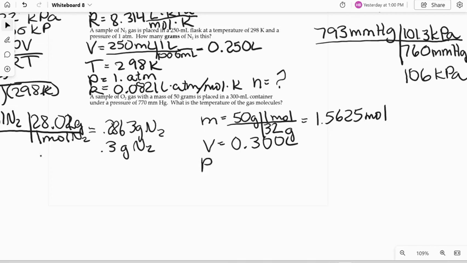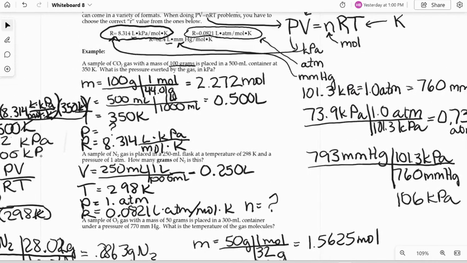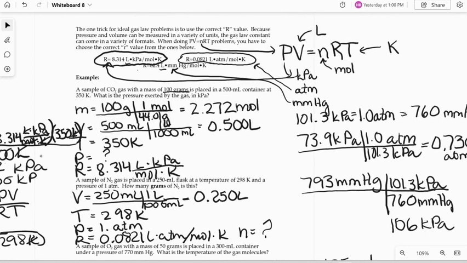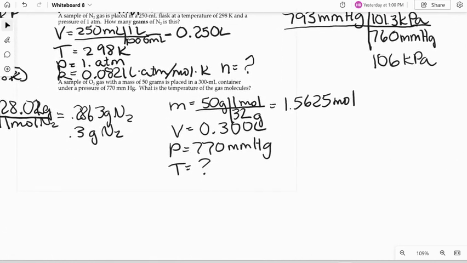Under pressure of 770 millimeters of mercury, and we're looking for the temperature. The R value, let's go look up here and find the R value for 62.4 liters millimeters of mercury per moles K. It's going to be liters, millimeters mercury, over moles K. Let's talk about this millimeters of mercury real quick.